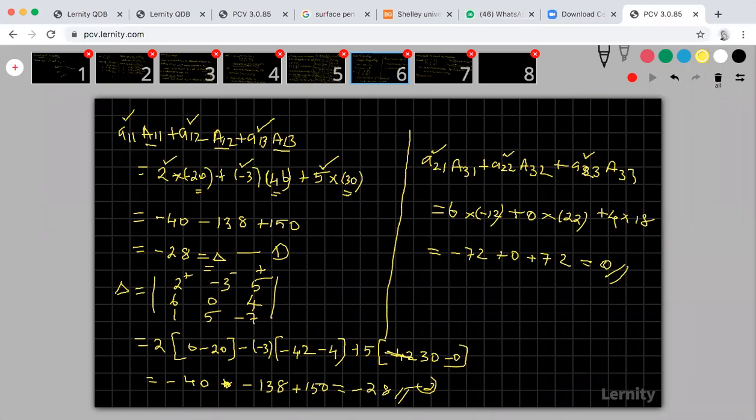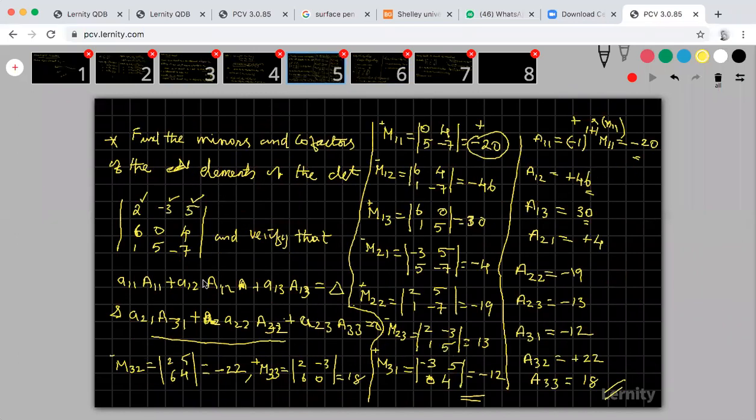So okay, the value of the determinant is minus 28, and this A11, A12, A13 value is also minus 28. Therefore, this value is equal to the value of the determinant. This is our first result. Okay, we proved the first result.